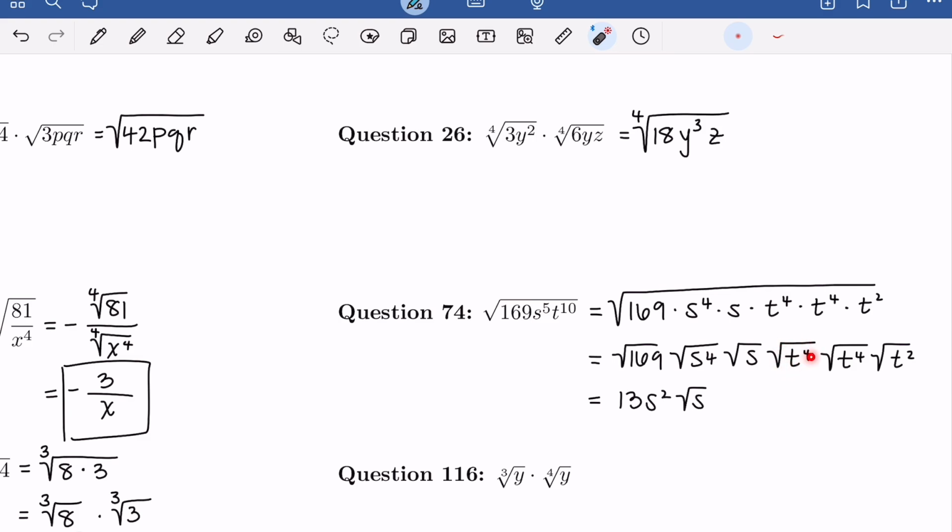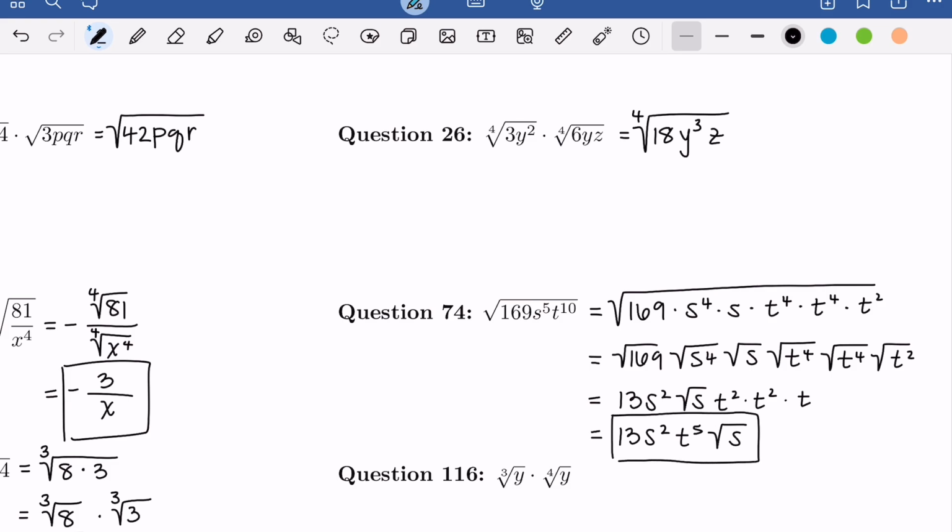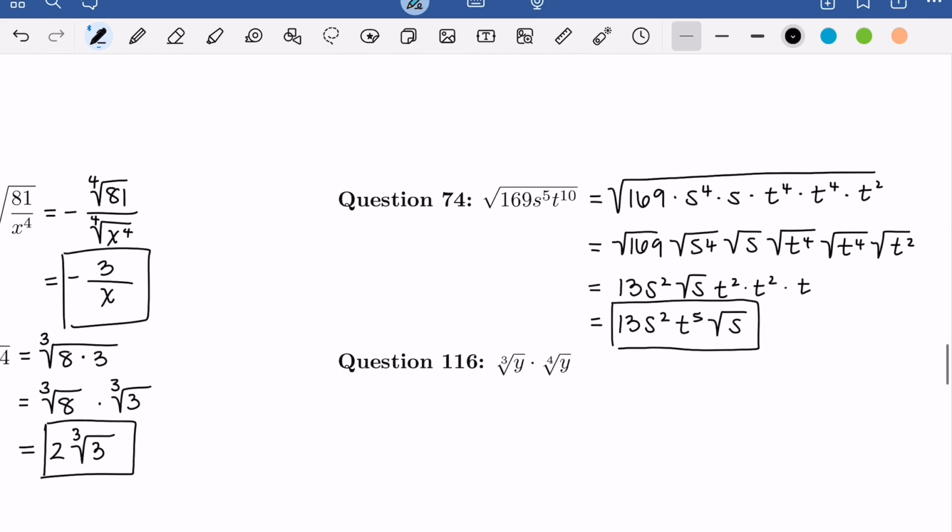Then the square root of t to the 4th power is going to be t squared, and so we have 2 of those. And then we know that the square root and this square here are going to cancel each other out, so we have one more t there. So let's simplify this a little bit further. This is going to be 13s squared times t raised to the 5th power times the square root of s. And so this is going to be our final answer here. Let's look at this next example here, 116. We're again going to use our exponent rules here.